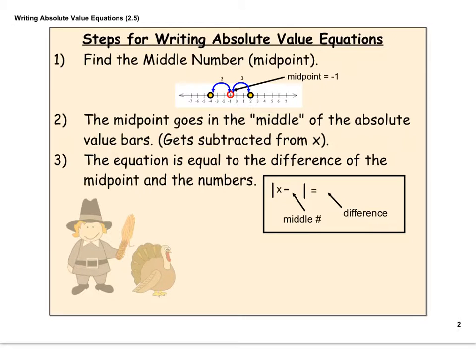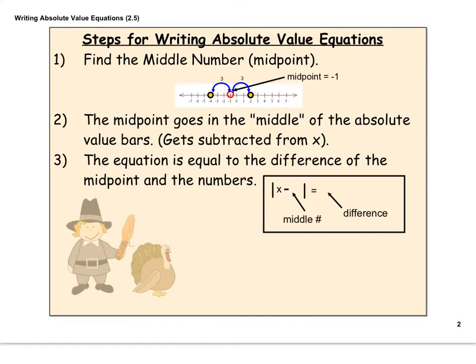When you write your equation, the midpoint that you find is going to go in the middle of the absolute value bars. So every single equation, as soon as you know you have to write an equation with absolute value, it's going to be in this form. You're for sure going to have absolute value of x, always, always, always a minus sign there, and then your midpoint, or your middle number, is going to go right here, inside the absolute value bars. And the equation is going to be equal to the difference of the midpoint and the numbers. You count how many numbers you crossed off. So this last step is actually a lot easier than it sounds once you see an example.